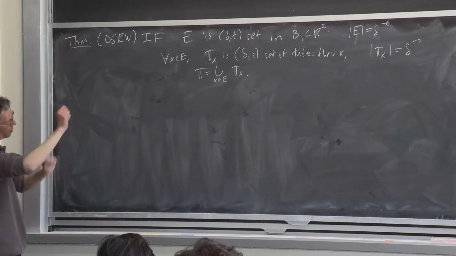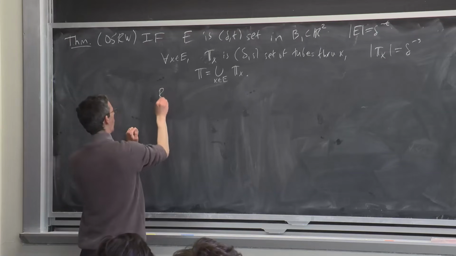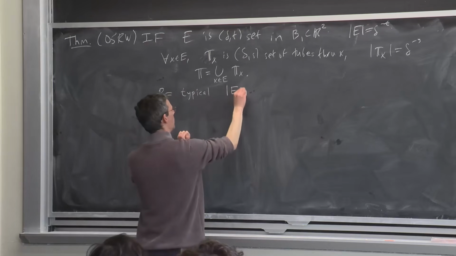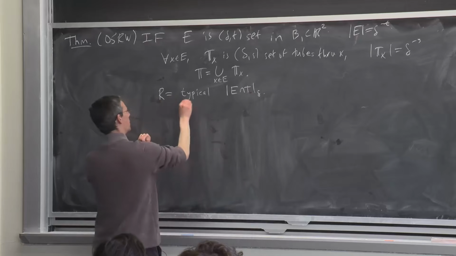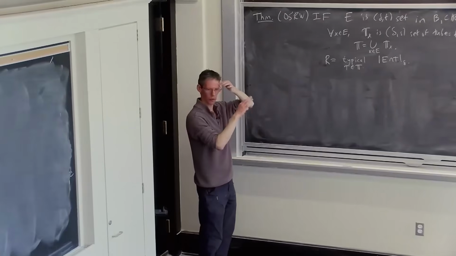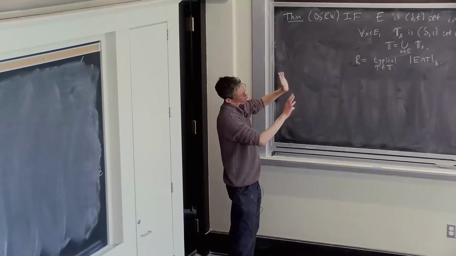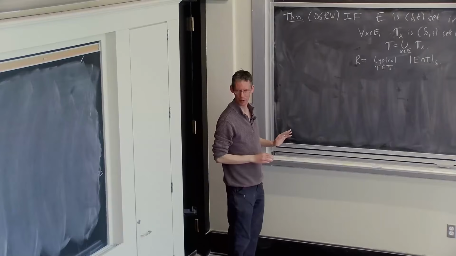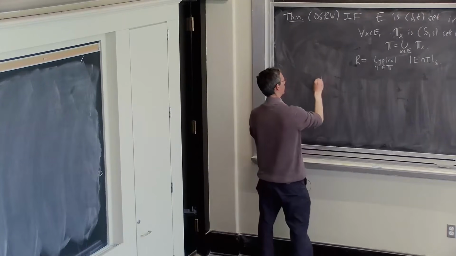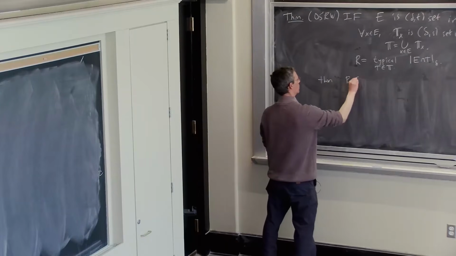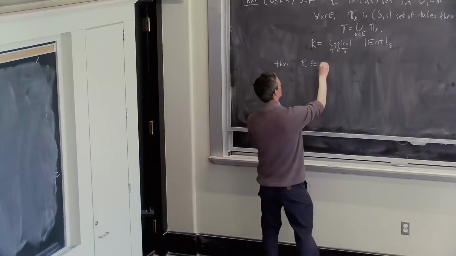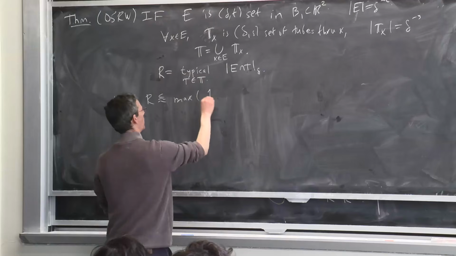OK. And then thinking about how these tubes intersect E. So let's say R is the typical value of the δ-covering number of E intersect T, typical over T in 𝕋. It could mean average if you like. But after a little bit of pigeonholing, we can assume that they're all about the same as each other. OK. So then the goal is to say that R is not too big. These tubes can't overlap the points too much. R is bounded by the maximum of 3 things corresponding to 3 scenarios.